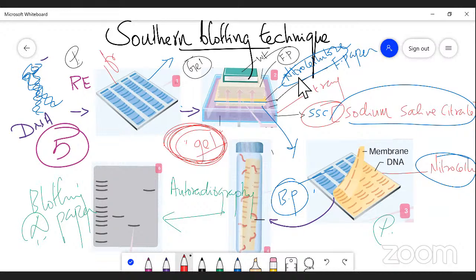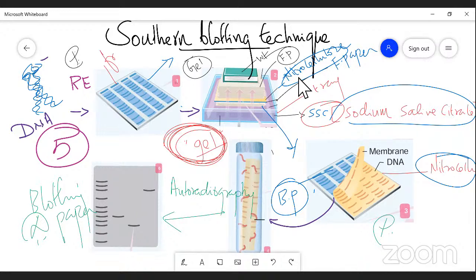Okay, and one more bottle is there, that is the hybridization bottle, right? And finally, what is to be detected? DNA. My dear students, who discovered this technique? Edwin Southern. Very good.